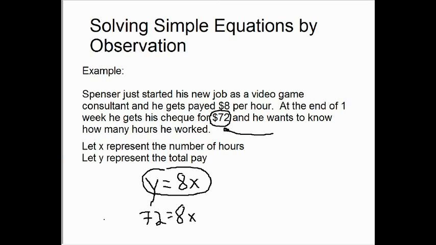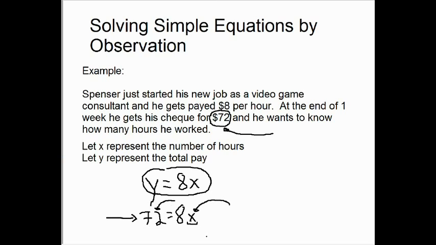So when we're trying to solve an equation that looks like this, we want to know what is the value of x. And we can look at this equation and it's saying, well, 8 times some number that we don't know is 72. Or 72 is 8 times some number that we don't know. So we have to try to figure out what that number is.